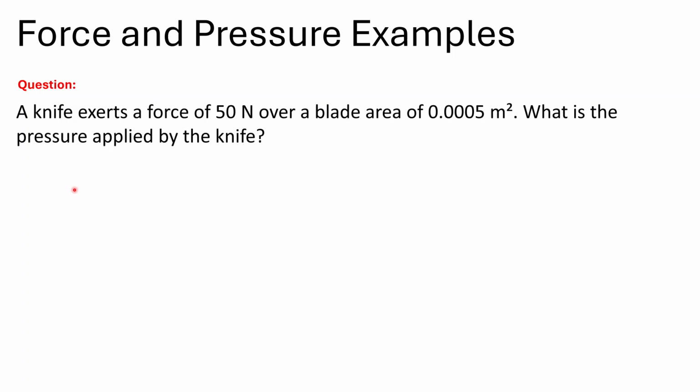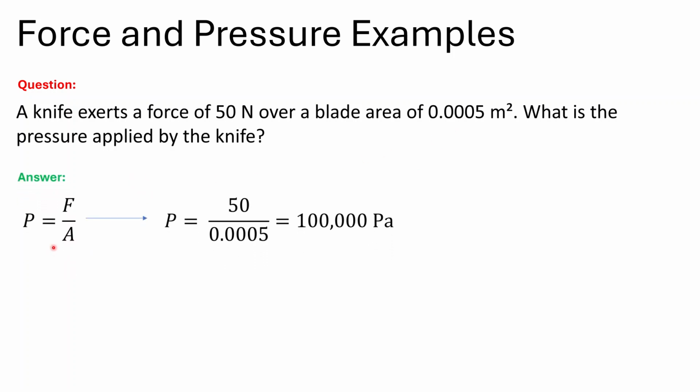Next question. A knife exerts a force of 50 newtons over a blade area of 0.0005 meters squared. What is the pressure applied by the knife? So we have to use the formula P equals F over A. Therefore, pressure equals force over area, in which force is 50 newtons and the area is 0.0005 meters squared. So the final answer is 100,000 pascals.